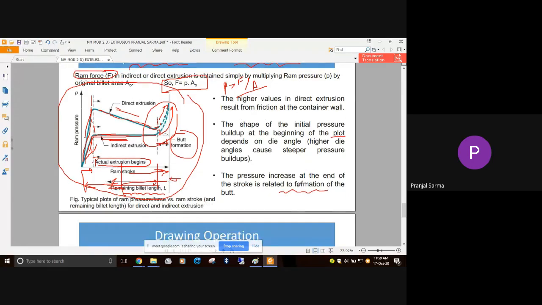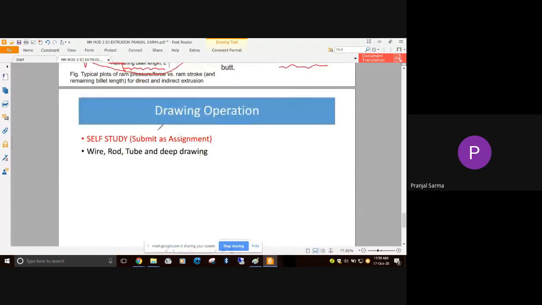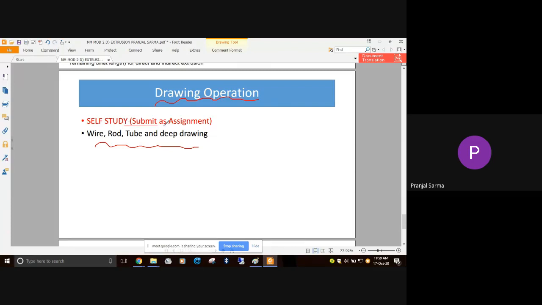With this, we have completed today's class. There are some drawing operations: deep drawing, wire drawing, rod drawing, etc. It is very simple, you can just go through it and submit it as an assignment. So this is your task.